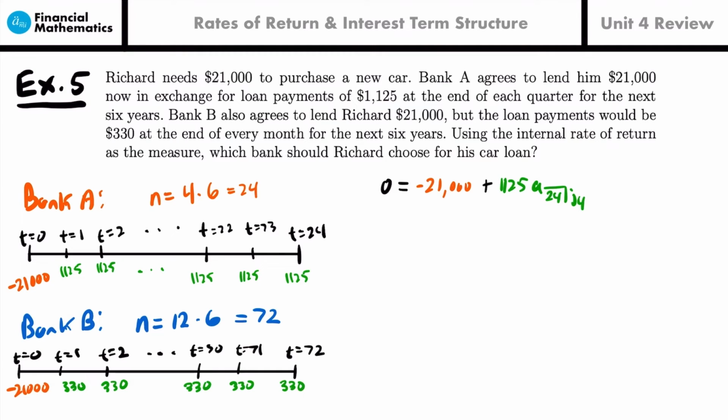Okay, and it is important to note that those are taking place at the end of every month, and so that's why the first one is at time 1 and not at time 0. Okay, just like how these payments were being made at the end of each quarter, so the first one was at time 1, not time 0.